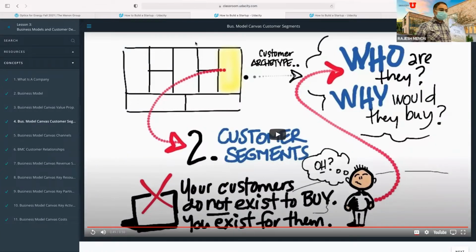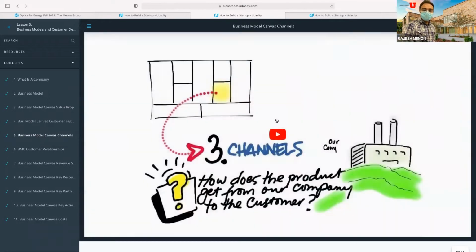Okay, so let's go on to the next segment, which is the channels. Now, the reason I'm emphasizing that you understand what the customer segment is, is that the channels will depend upon what those customer segments are. So in your case, if you have multiple customer segments, you might have multiple channels. So let's take a quick look at what that means first and fill that up.